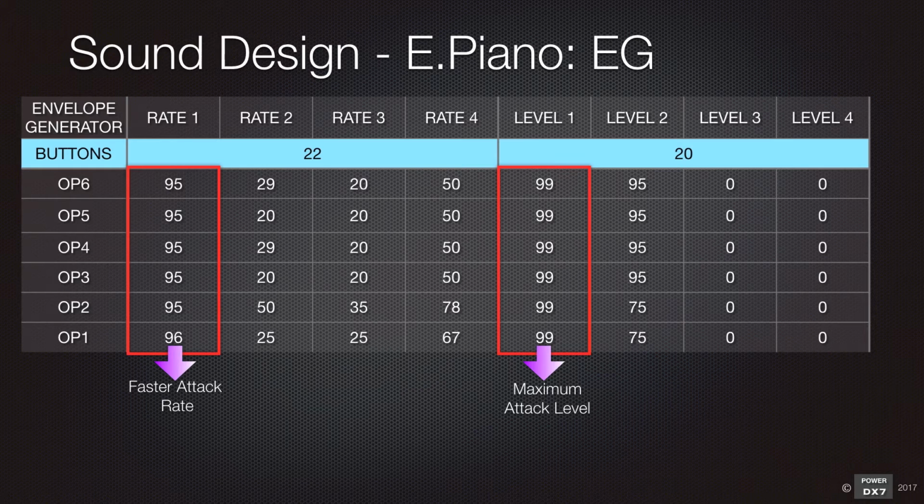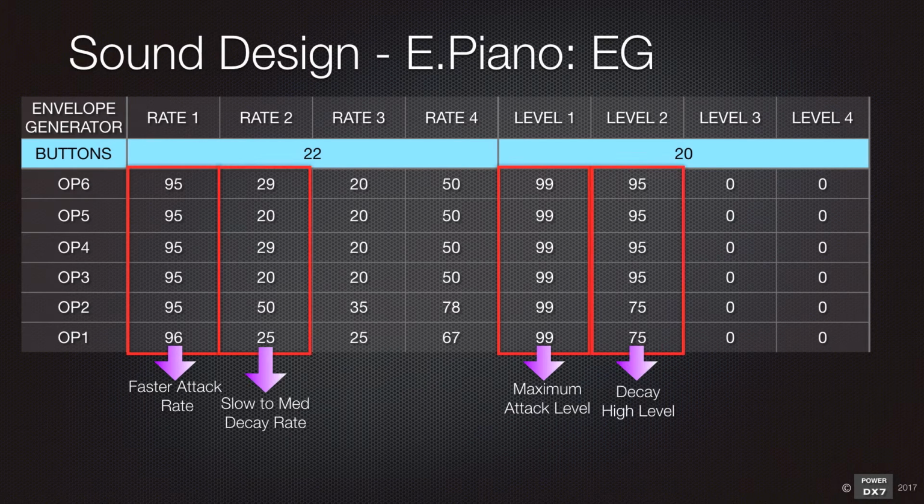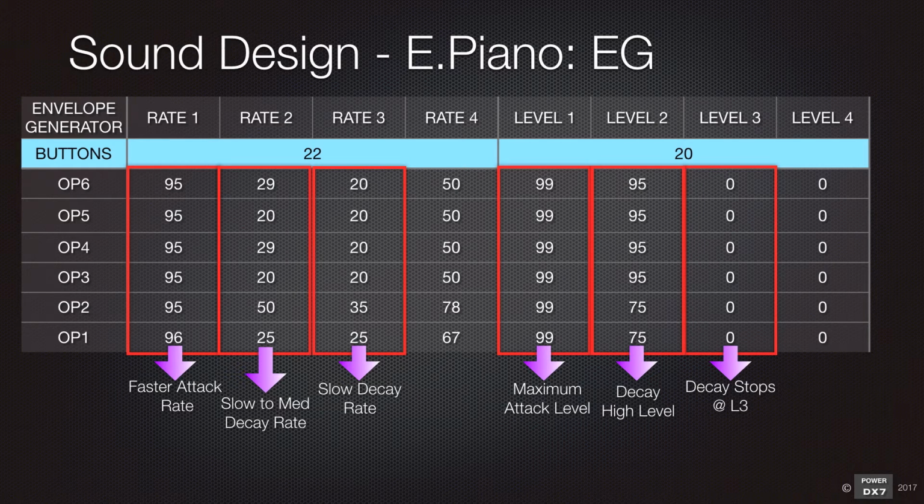They have fast attack, reaching maximum quickly. They have a medium to slow decay at rate 2 with higher decay level at level 2. All envelopes slowly decay at rate 3 and reach level 3, which is 0.